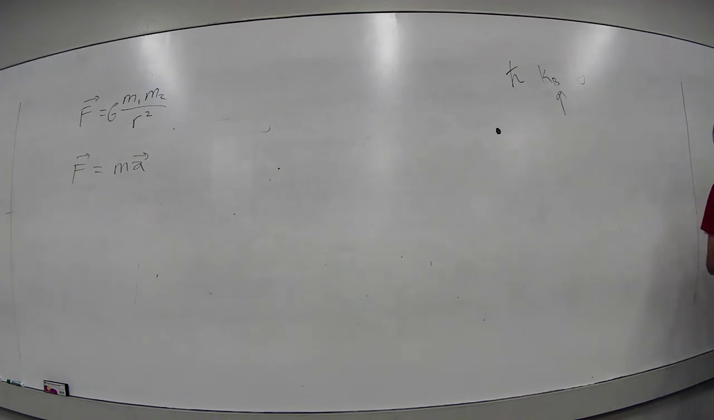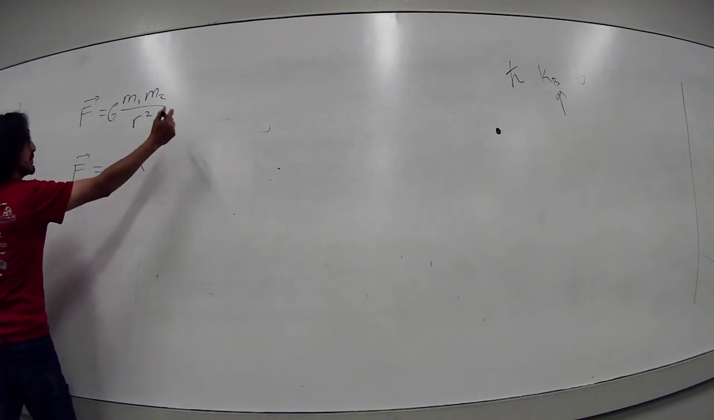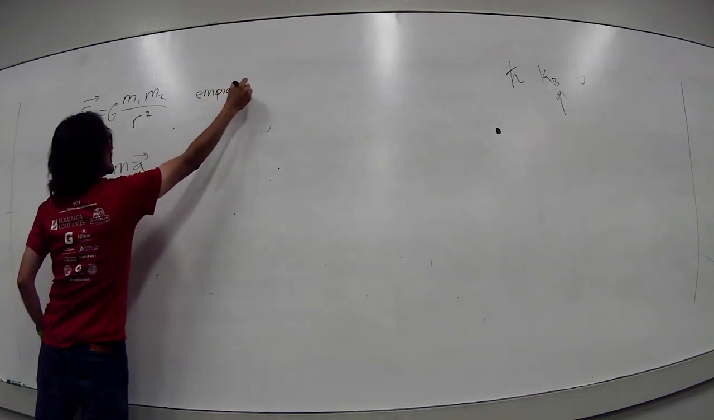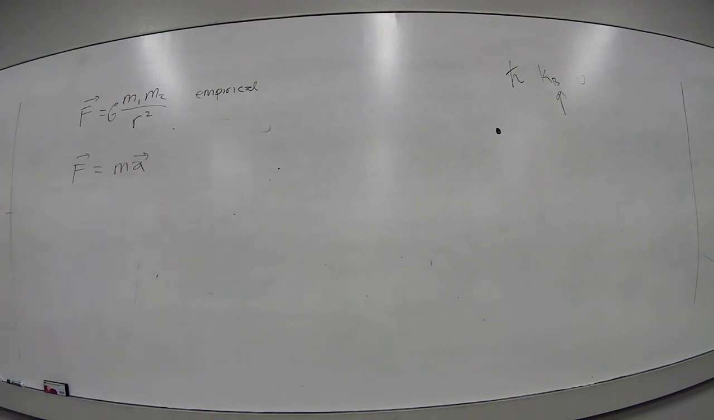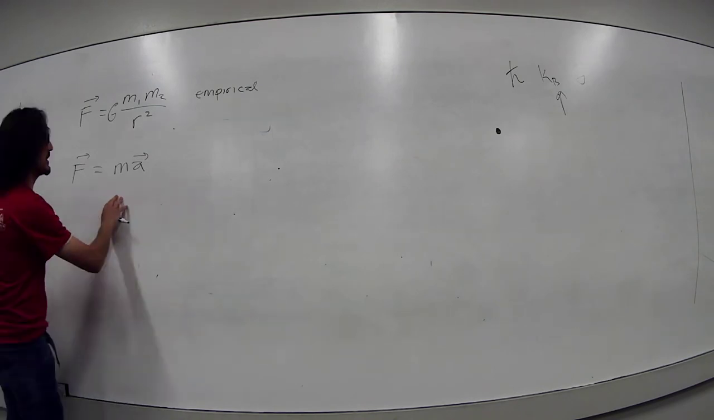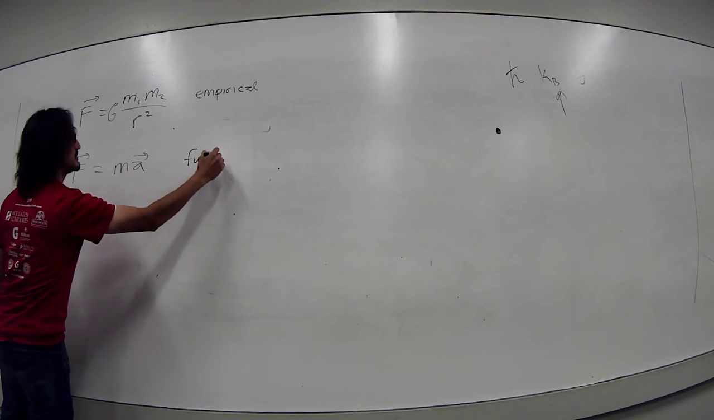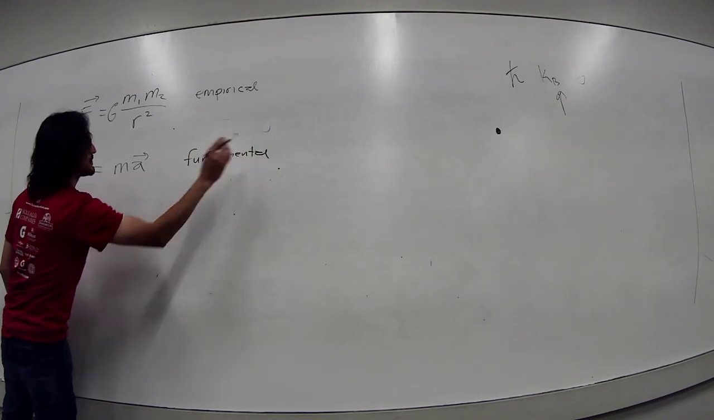So this one is an empirical law. You could find this if you had a lot of data. Newton didn't have a lot of data and still figured it out. That's why he gets a lot of recognition. But if he had not figured it out at the time, it would have been figured out eventually, pretty easily. This one for him was also by observation, but this is not empirical, this is fundamental. Well, at least more fundamental.